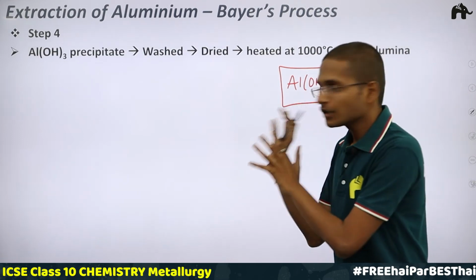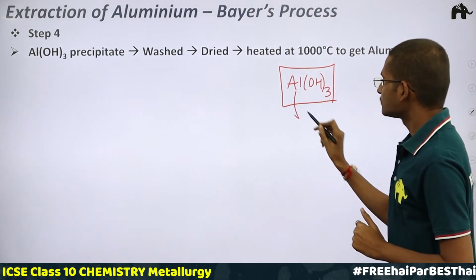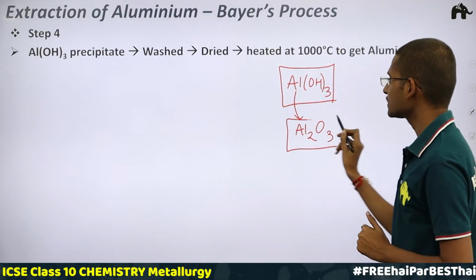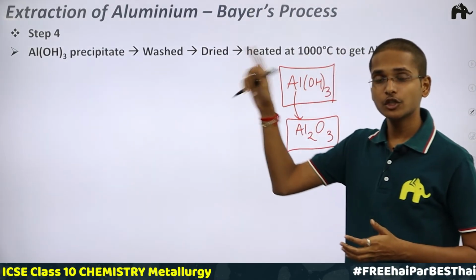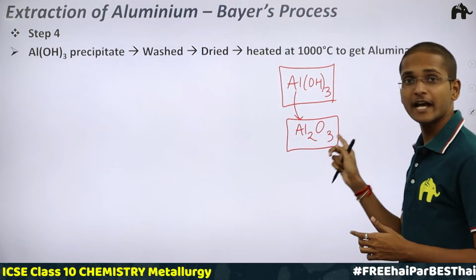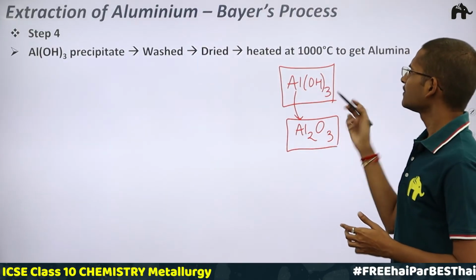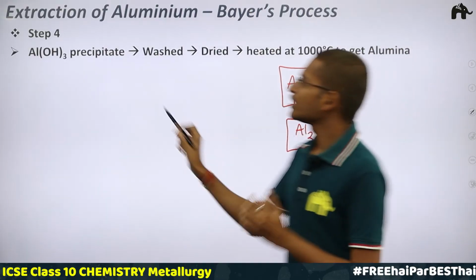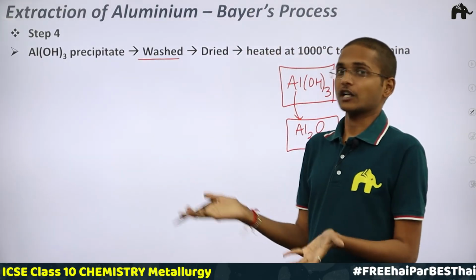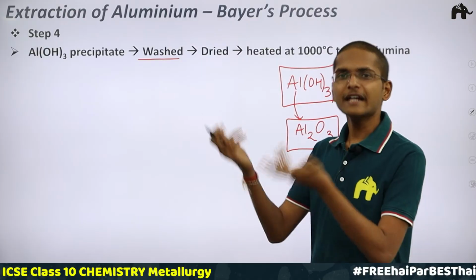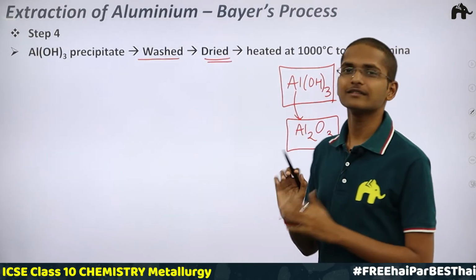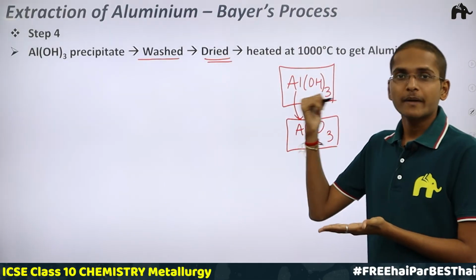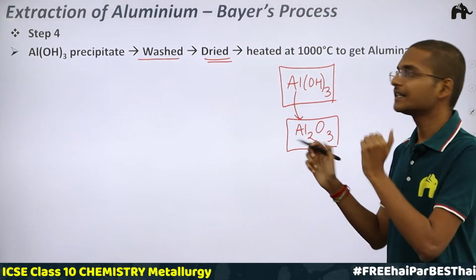So we are going to now convert this into alumina, right? Remember, in this process we are going to convert bauxite Al2O3.2H2O to this Al2O3 alumina. But how we are going to convert it? Very simple step. This aluminum hydroxide precipitate which we have collected, we are going to wash it just like our clothes. Then we are going to dry it just like our clothes. Simply. And then after washing and then drying, this aluminum hydroxide precipitate, we are going to heat it.